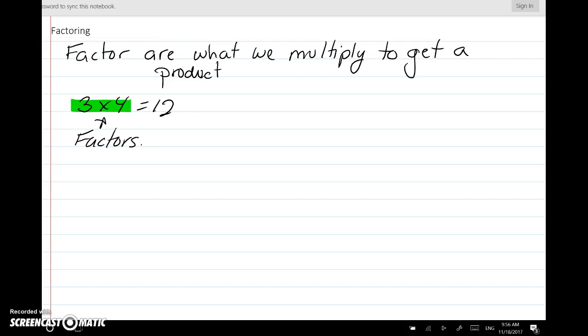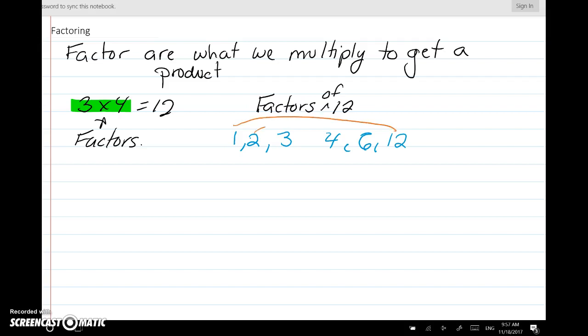And if I wanted to list the factors of 12, my factors of 12 are 1 and 12, 2 and 6, 3 and 4. Remember, you made the little rainbows and then you connected them with the little lines, and you called them factor rainbows.